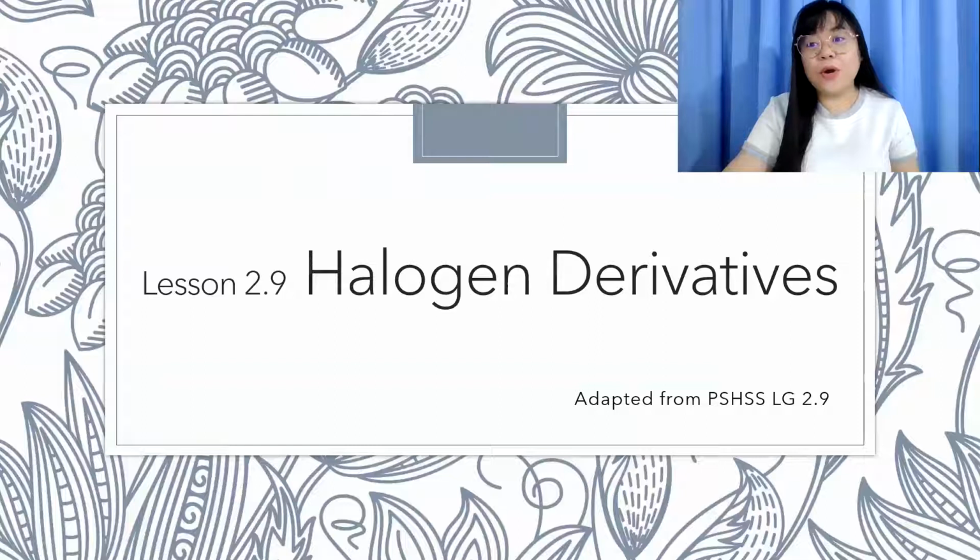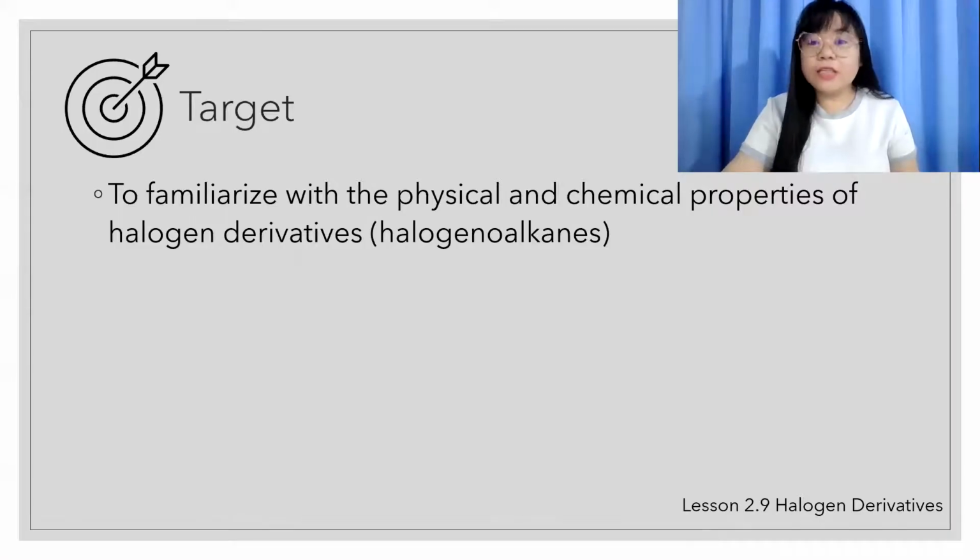Welcome to lesson 2.9, halogen derivatives. Again, this is adapted from the PSHS LG 2.9. Our target for this lesson is to familiarize with the physical and chemical properties of halogen derivatives or halogenoalkanes.